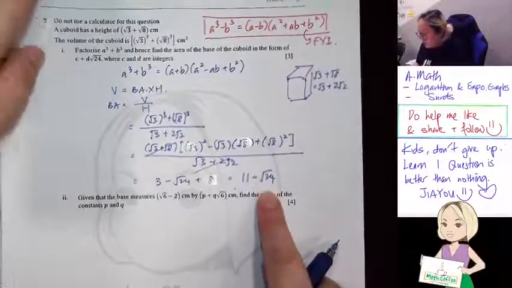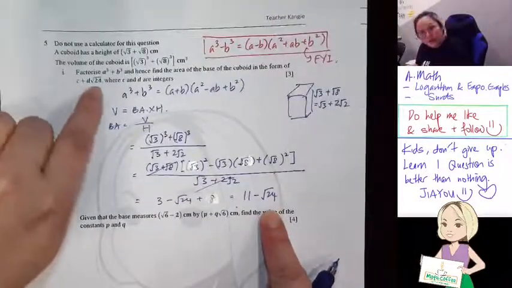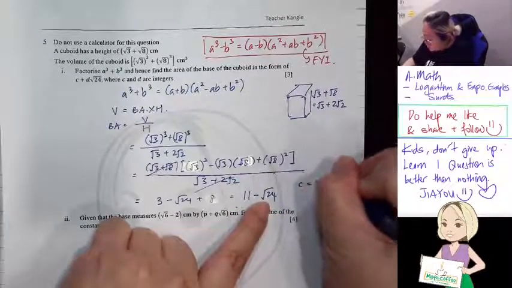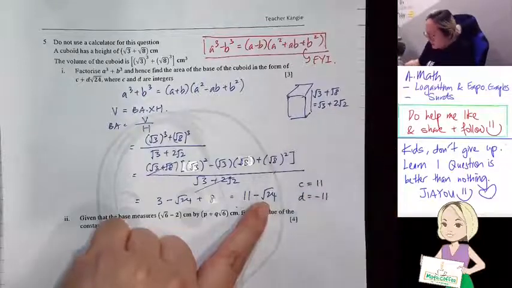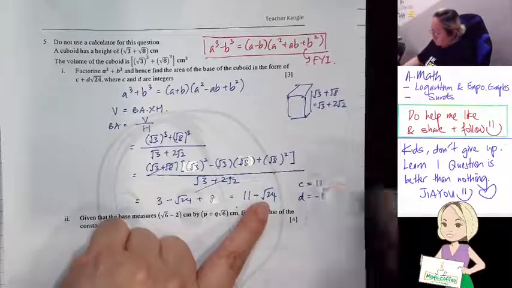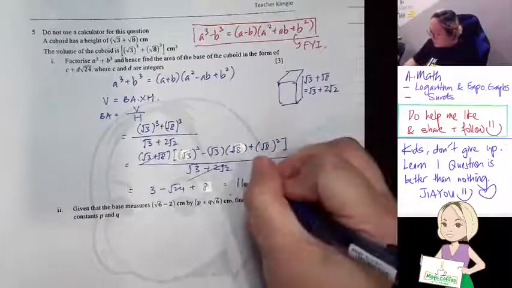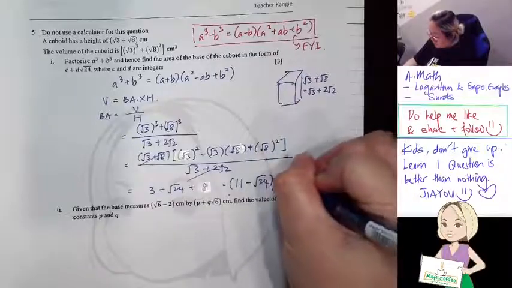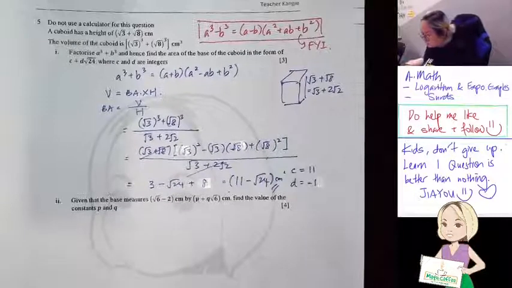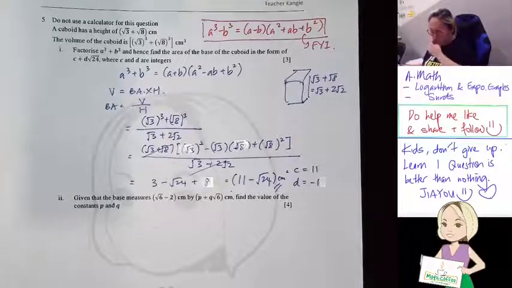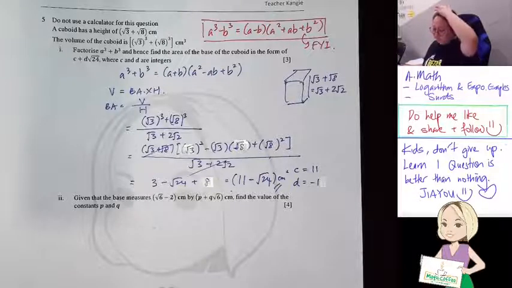And because they want it to be in terms of C plus D square root 24, and this is the form, we will know that the C is equals to 11, the D is equals to minus 1. This is base area, so I'm going to put this bracket cm square. Okay, so this is how you solve this.